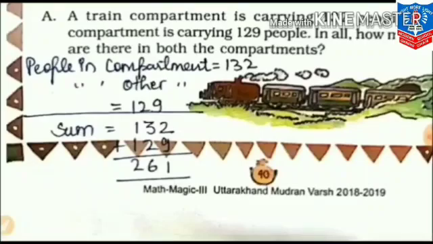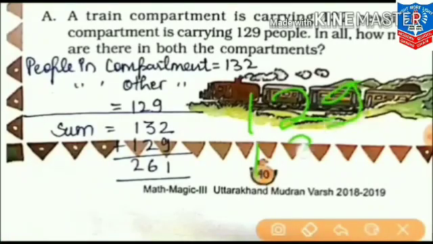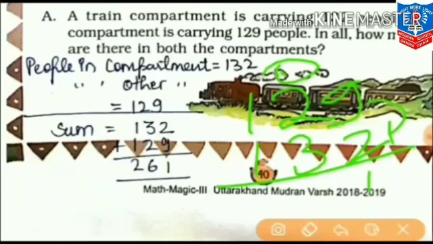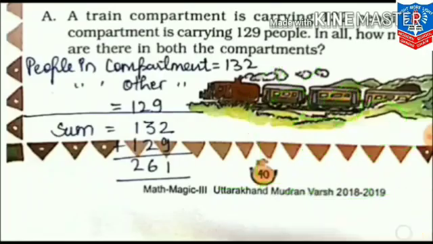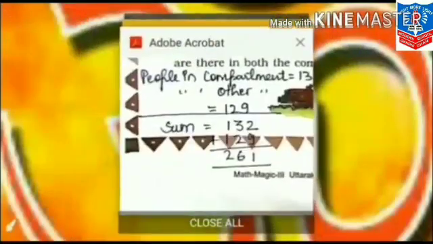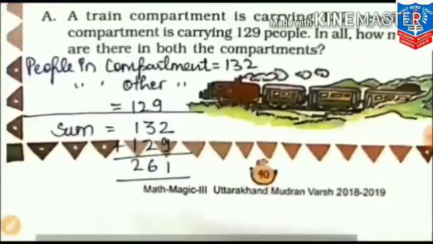So 9 plus 2 is 11. 1 you will write down, 1 carry. 3 plus 2 is 5 and 1 is 6. 1 plus 1 is 2. Your answer is 261. So how many people are there in both the compartments? 261 people in both the compartments. Got it? समझ में आया?